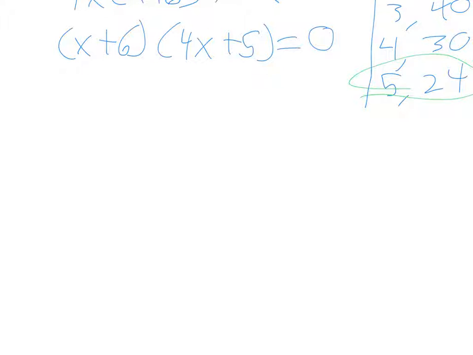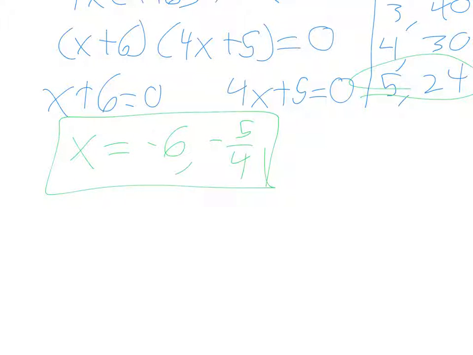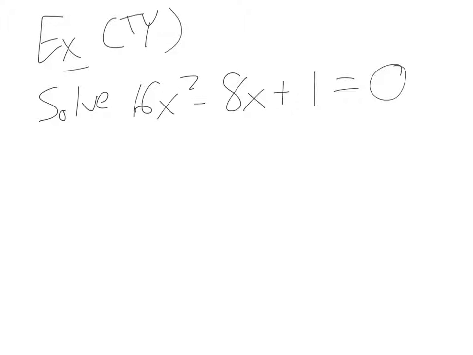So now if we solve for x, or if we set both of them equal to 0, you should have x equals negative 6, and if you solve the second equation for x, you should have negative 5/4 as your answer. I want you to solve this one on your own.